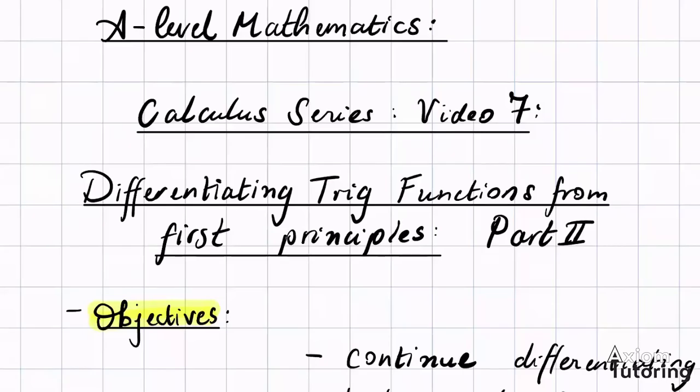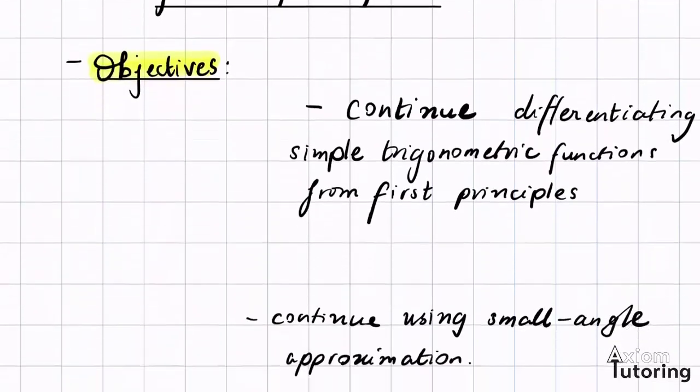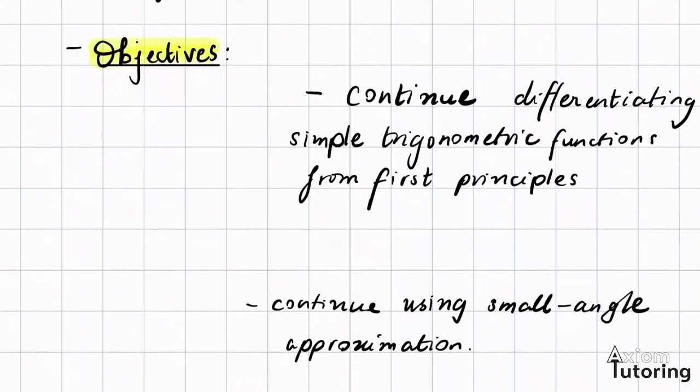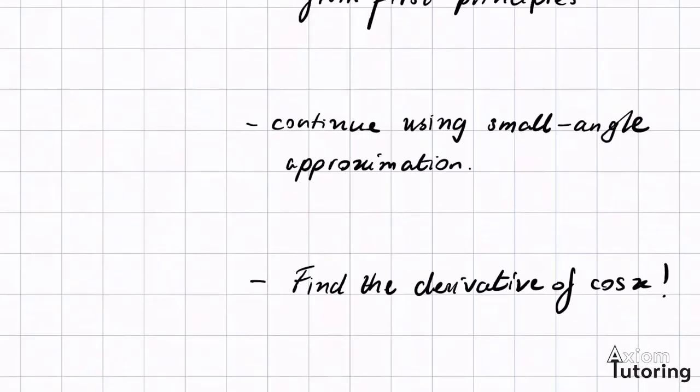In this video, we're still looking at differentiating trig functions from first principles. This is part 2, and our objectives here are just to continue differentiating simple trigonometric functions from first principles. We're going to continue using our small angle approximation, specifically to find the derivative of cos x in this video.